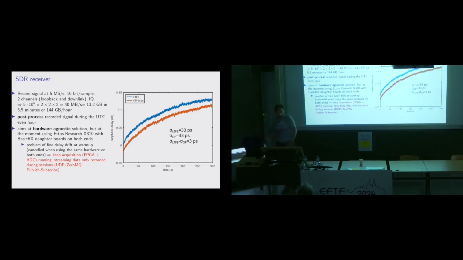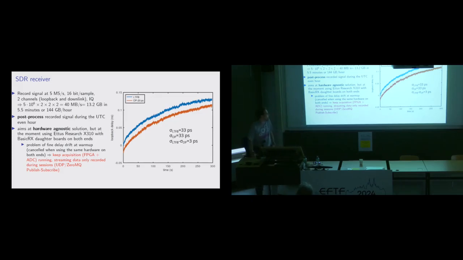The processing is, we're recording everything for post-processing. We don't want to do real-time processing. So that also means that we don't have limitations on computational power, or on the number of channels. We just record everything for 5 minutes. 5 megasamples per second, 16-bit complex samples, loopback and downlink, is 40 megabytes per second, 13 gigabytes in 5 minutes, or even if you want to make 1 hour sessions, 144 gigabytes, you can buy a 1 terabyte SSD for 90 euros, and that's going to fit.